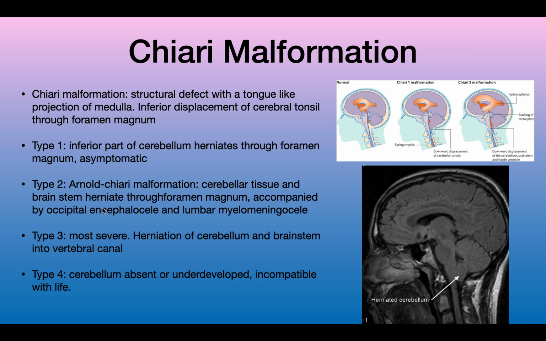Type 2 is the Arnold-Chiari malformation. This is much more serious. Type 3 is very severe. There's herniation of the cerebellum and brainstem into the vertebral canal, so not just the cerebellum and the medulla. Type 4 is when the cerebellum is absent or underdeveloped, and that is incompatible with life.